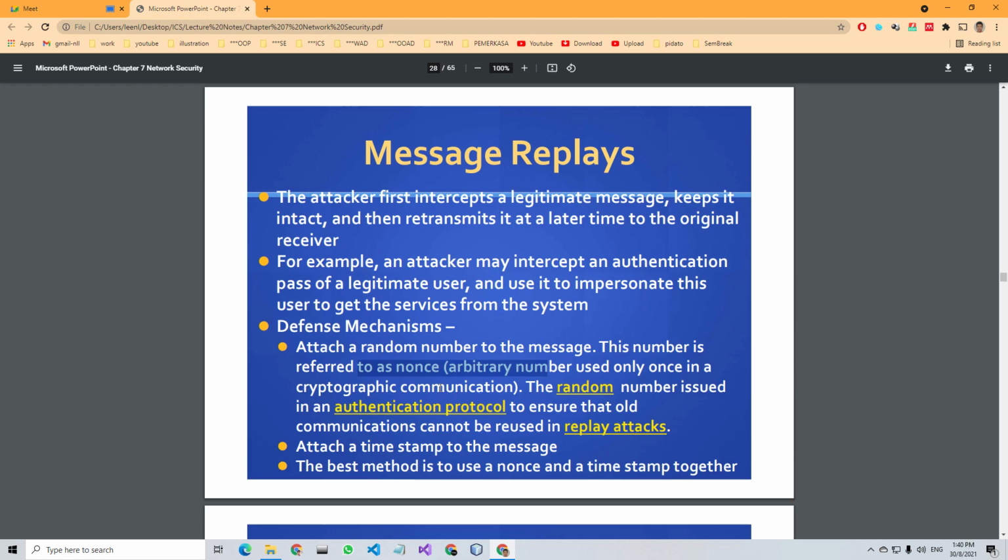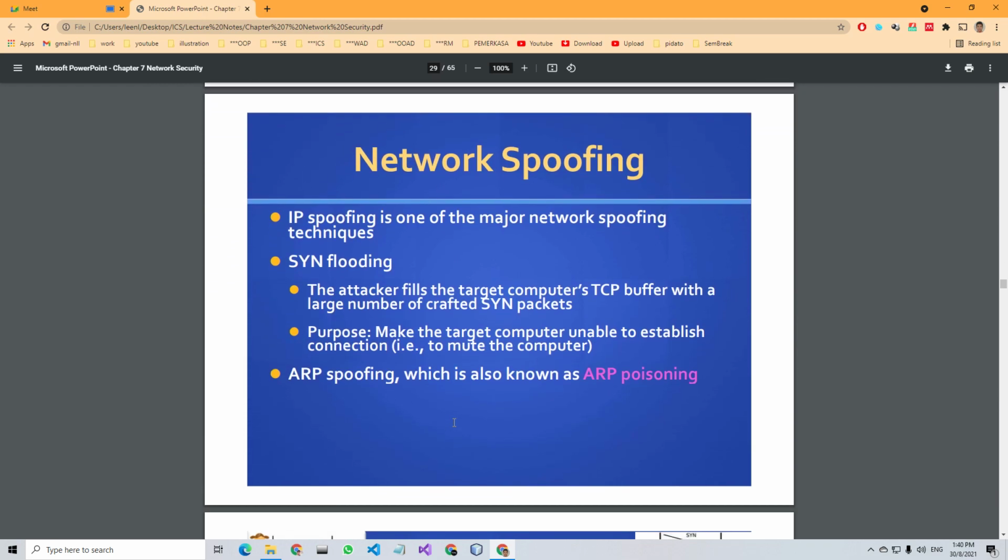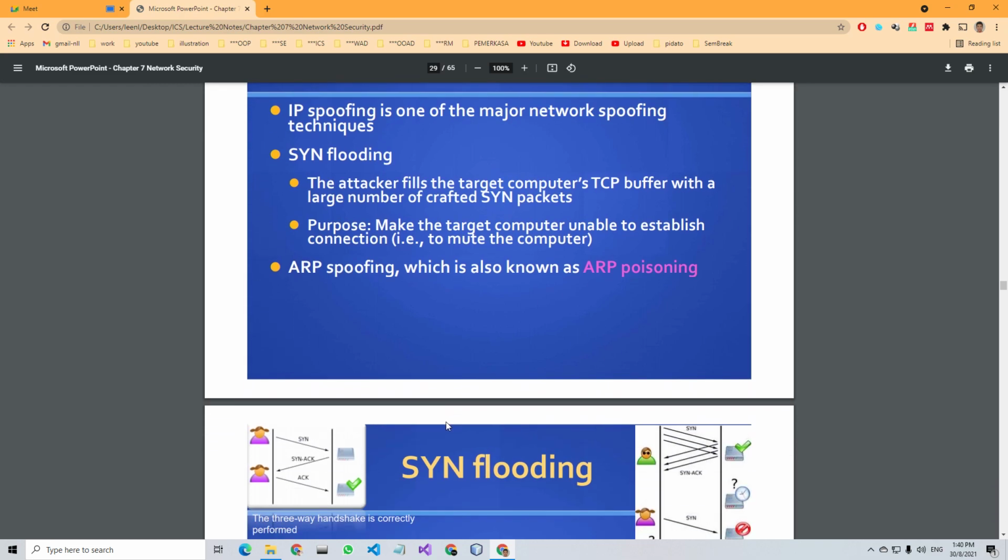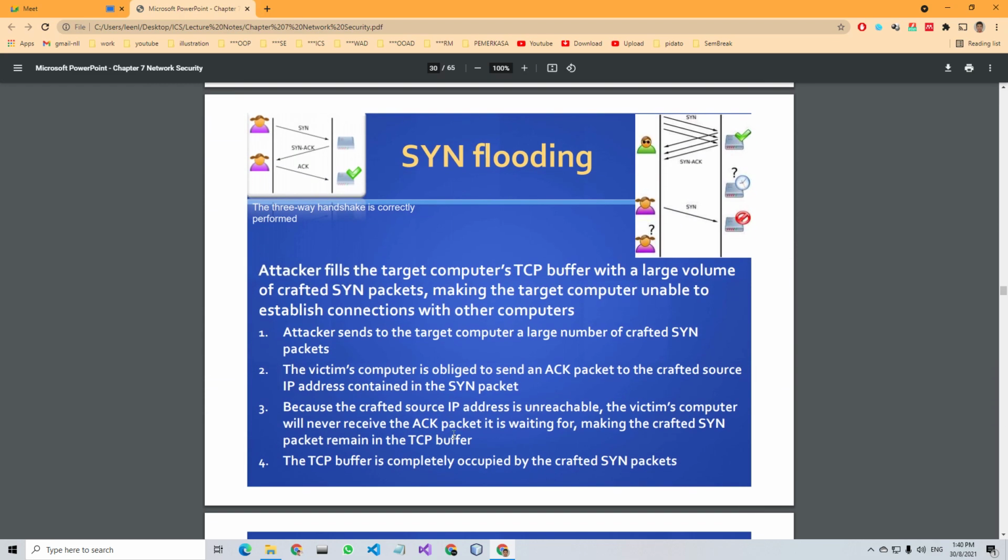Network spoofing: IP spoofing, SYN flooding, and ARP. This one, SYN flood, just as a revision, is a type of DDoS attack. Do you remember distributed denial of service? It involves a group of computers that attempt to flood the system with requests, meaning they send a lot of requests in order to consume the resources and make the network disabled.